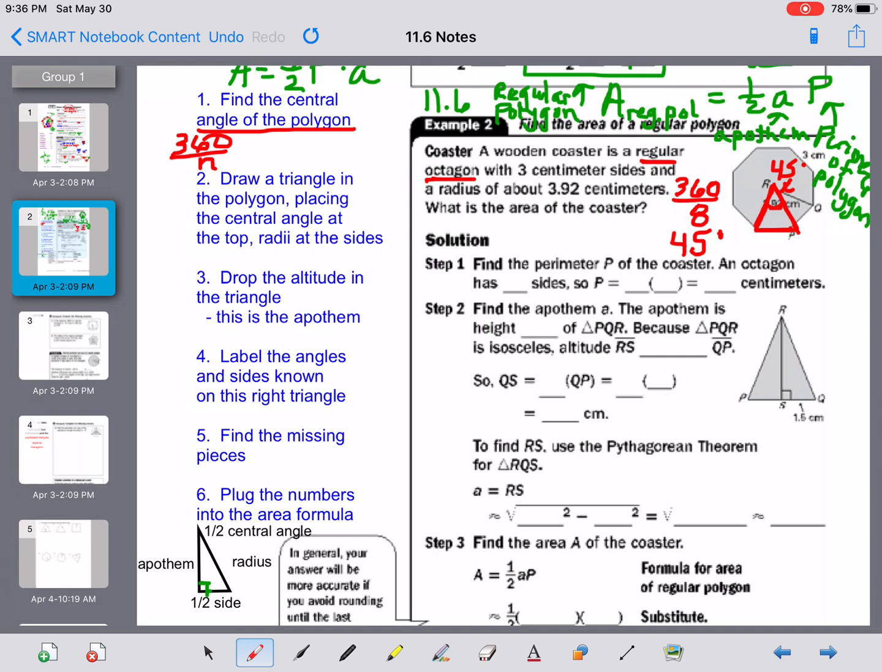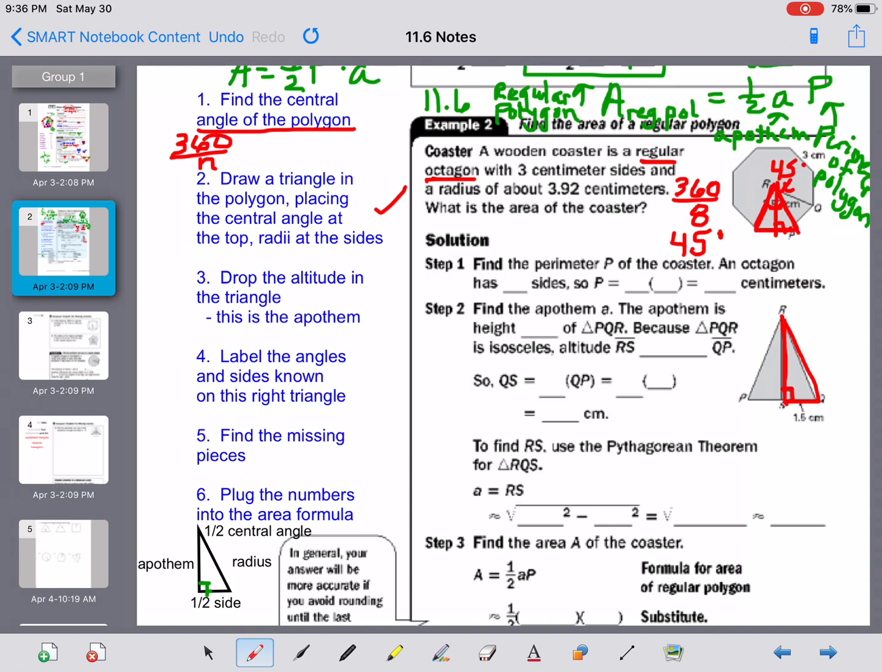Okay, now I need to draw my apothem down. I draw my triangle in the polygon, place the central angle at the top, radii at the side, so I did step 2. I'm going to drop the altitude in the triangle, which is my apothem, straight down, right there. That's my apothem. I like to draw the half triangle, so I'm only going to focus on this half triangle. So here it is. That's what I'm looking for.